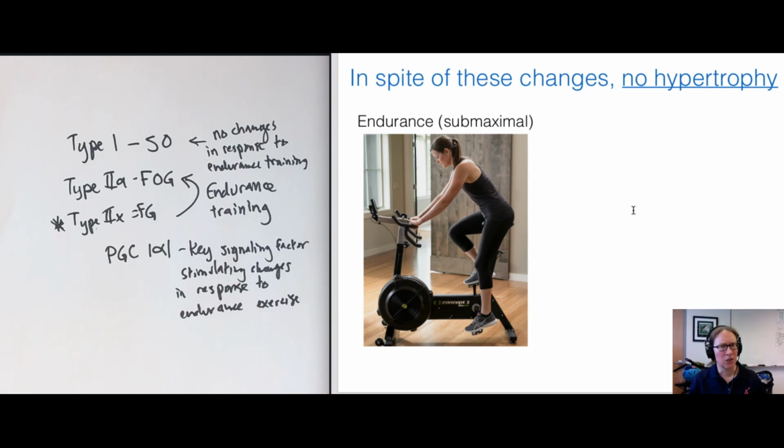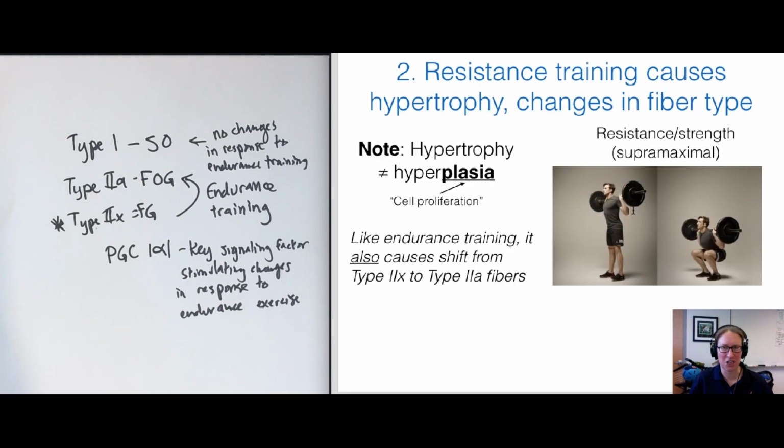Okay, so although we see these changes in muscle tissue during endurance training, you might know this already, we don't really see any change in muscle mass. So there's a change in fiber type, but not a change to muscle mass. So what is it that actually leads to an actual change in muscle mass? That occurs in response to resistance or strength training, okay?